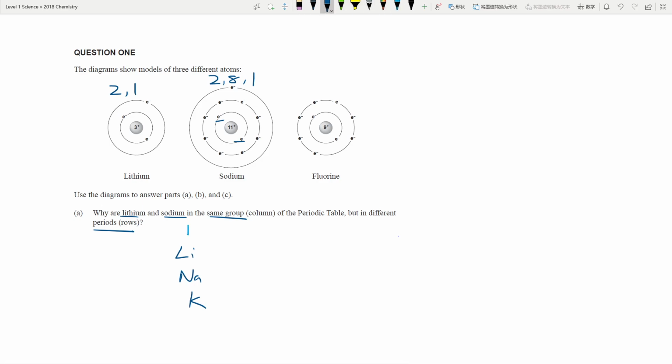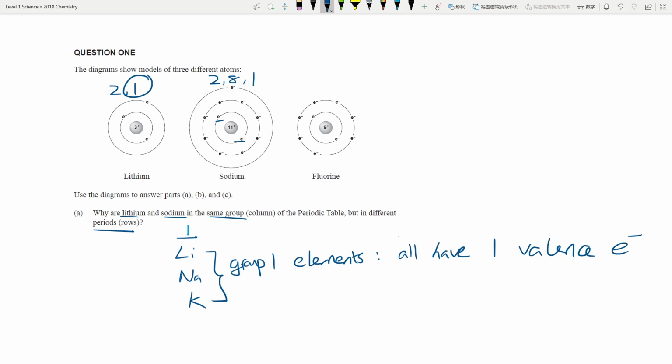What the first group actually means is that all of these elements are what we call group 1 elements. What do group 1 elements have in common? They all have 1 valence electron, which is that 2-1, 2-8-1. Potassium is 2-8-8-1. They always have 1 valence electron, because that's what being in the same group actually means.